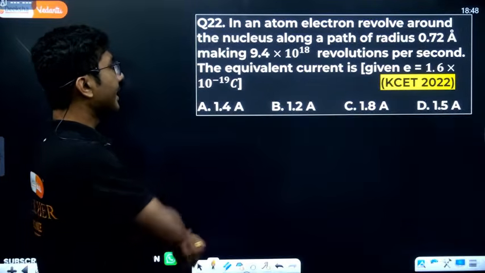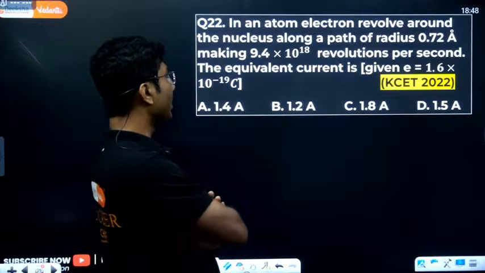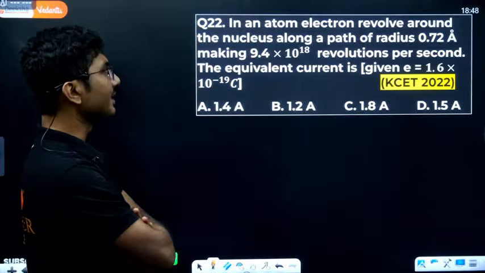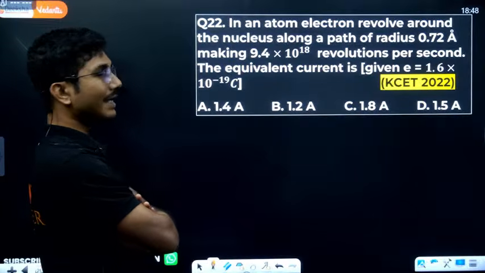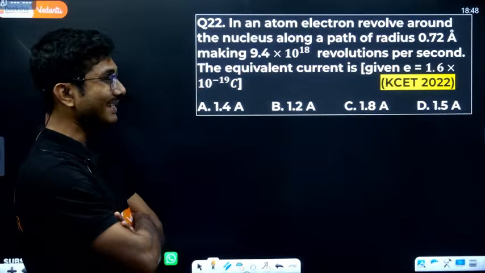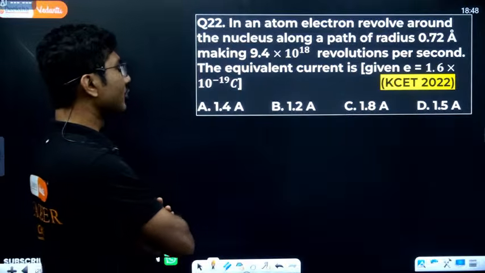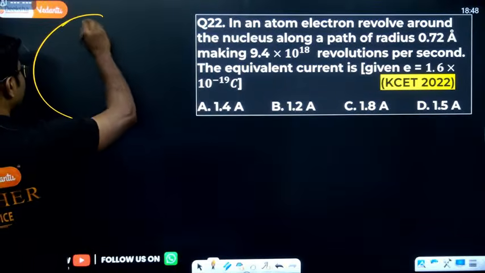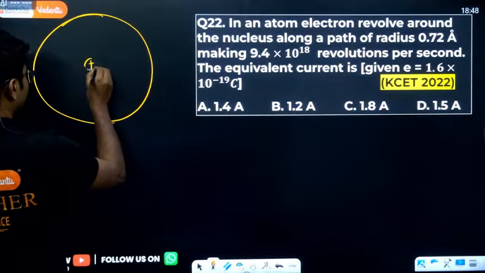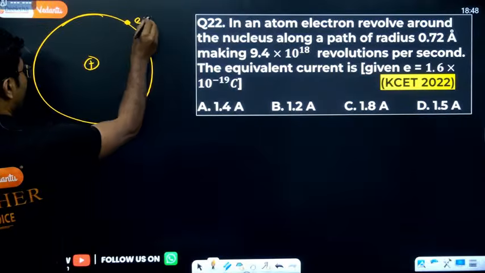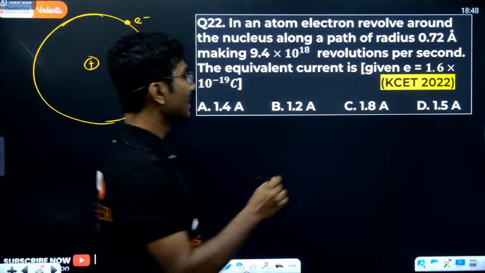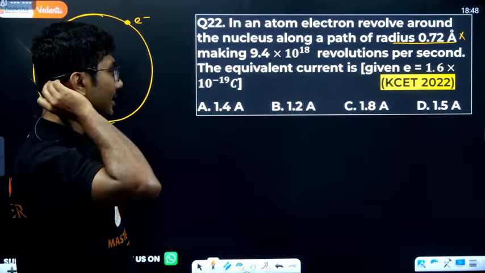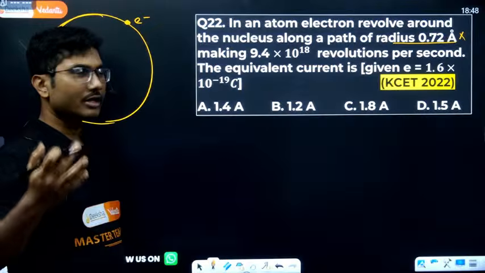Next question. In an atom, an electron revolves around the nucleus along a path of radius 0.72 angstrom, making 9.4 into 10 to the power 18 revolutions per second. The equivalent current is? Here it is the electron which is orbiting around the nucleus. Now when the electron is orbiting, what is the current? The radius and such are extra information, you can skip this. In case of current electricity, the radius of the orbit is not required.